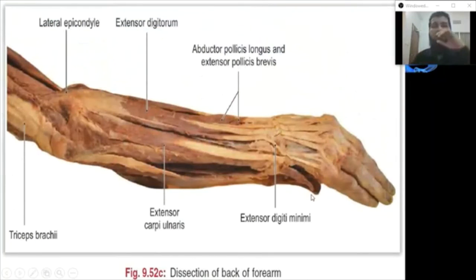This is the figure showing the dissected portion of the back of the forearm. So here extensor digitorum, abductor pollicis longus and extensor pollicis brevis are shown. Extensor carpi ulnaris at the level of ulna and extensor digiti minimi. So anatomy is all about the figures. So you have to look at the figures all the time to learn anatomy as easily as possible and with fun.